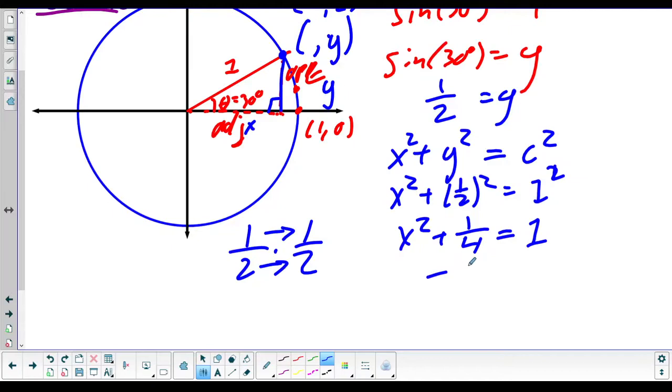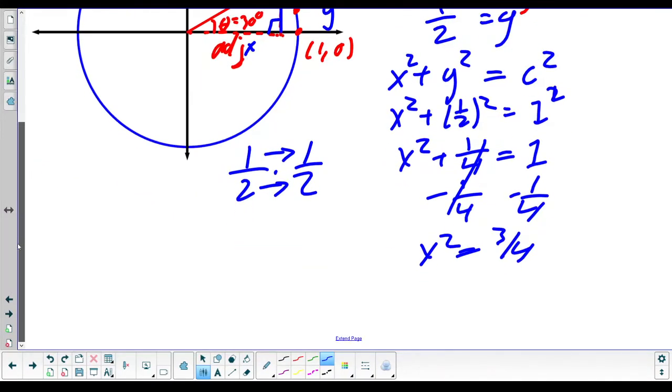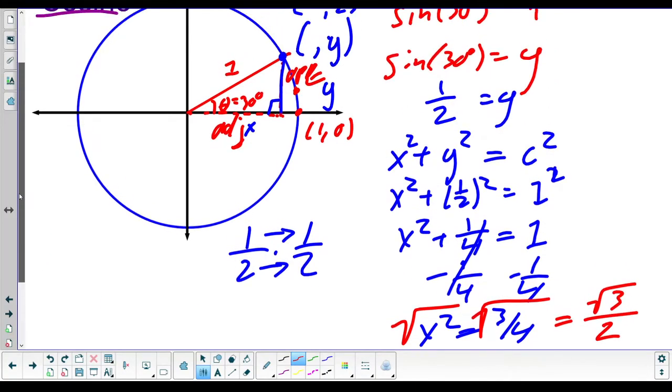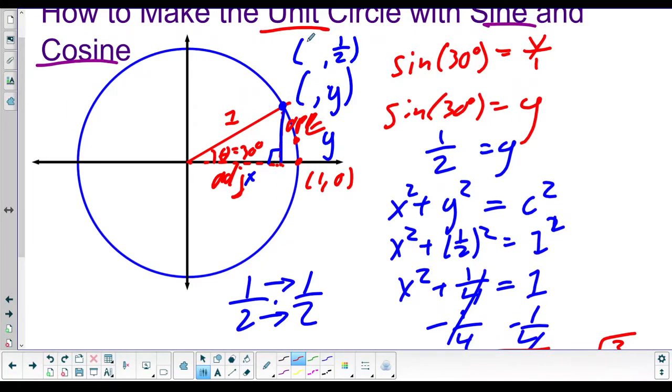Now we subtract the 1/4. These cancel. X squared equals 3/4. And we take a square root of both sides to get x. So we can't take the square root of 3, so the top will stay square root of 3. Square root of 4 on the bottom is 2. Okay. So we have found the ordered pair at 30 degrees.